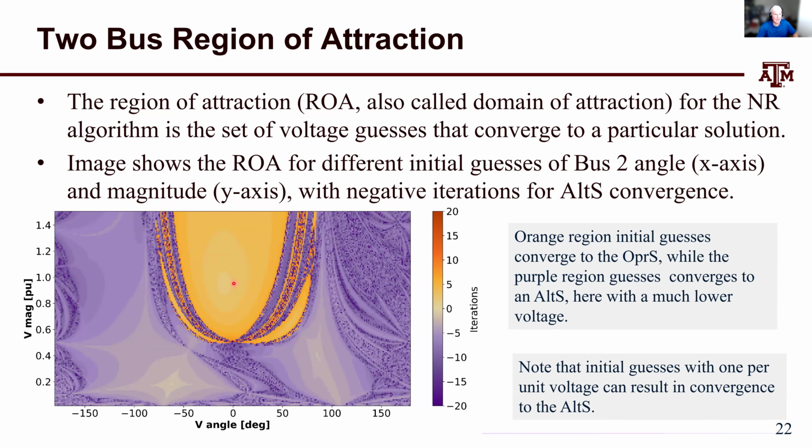Initial guess of 1 at an angle 0 would be right here within the operable solution's region of attraction. The purple ones are the initial guesses that converge to, in this case, since it's a 2-bus, a single alternative solution, which is down here. Of course, it takes positive iterations to do that. We're just using the convention that if it converged to the alternative solution, we take the flipped sign of the iteration count, so the plot would have a negative value there.